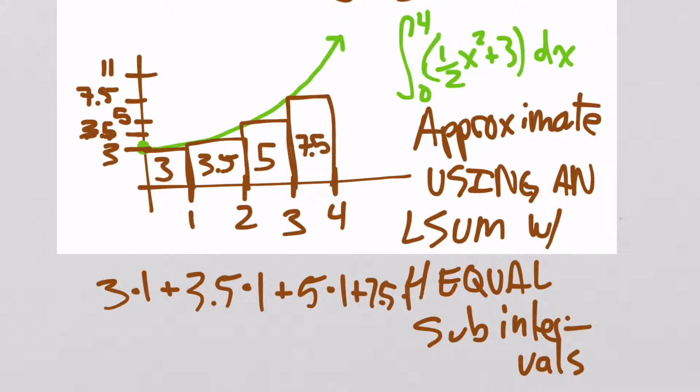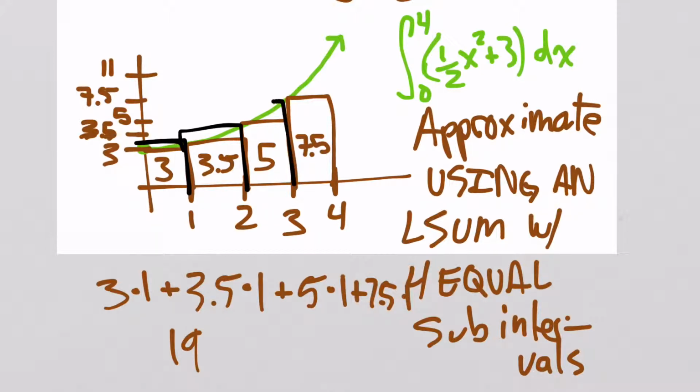So 7.5 times 1. Approximating this definite integral with an L sum of 4 equal subintervals is a matter of adding all those up: 3, 3.5, 5, and 7.5 for a grand total of 19.